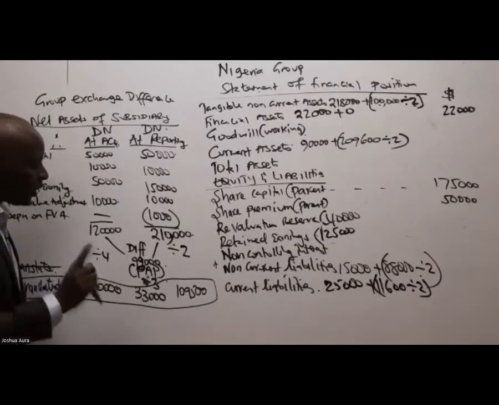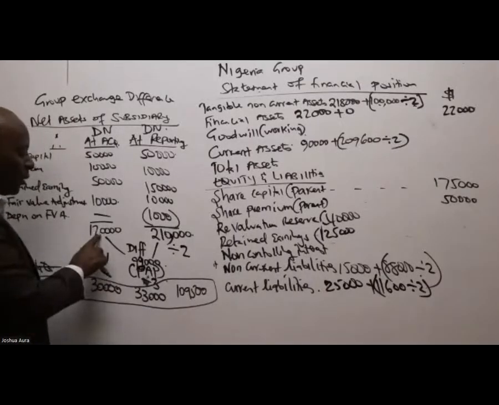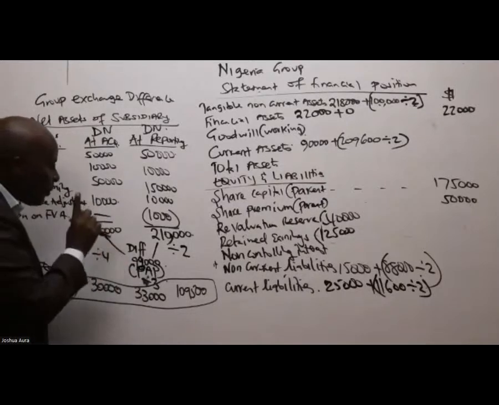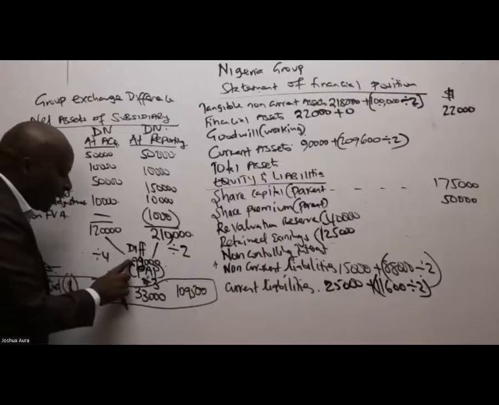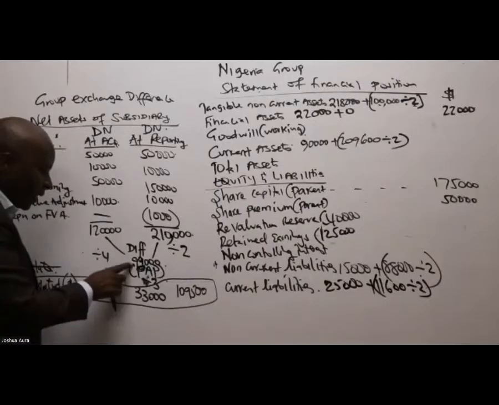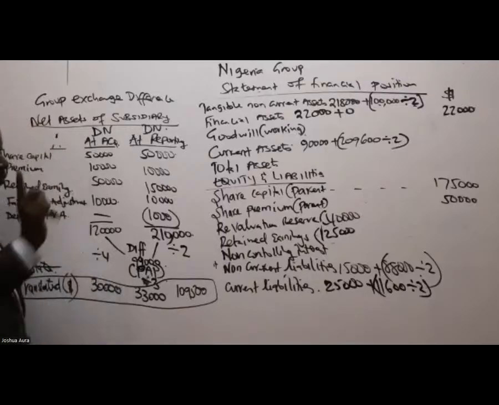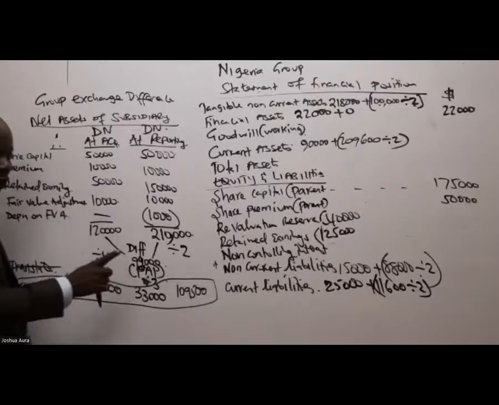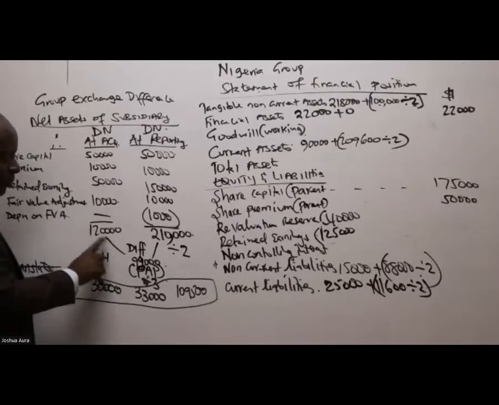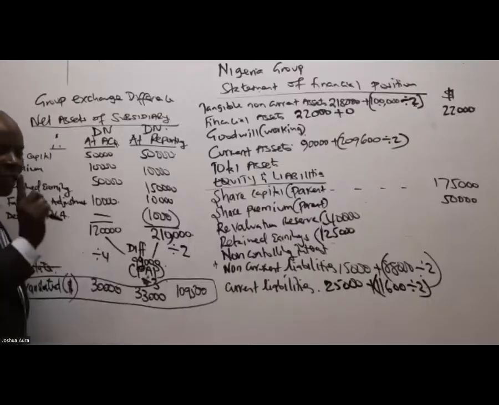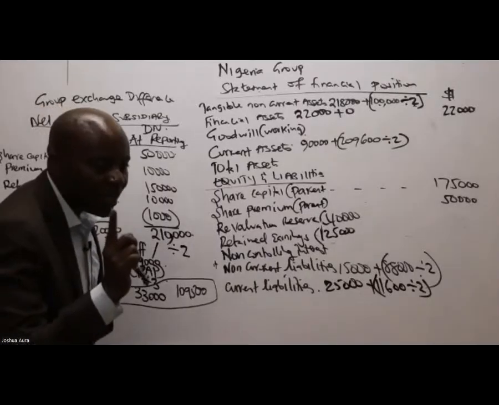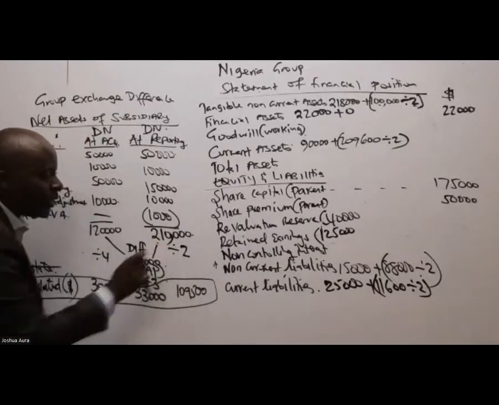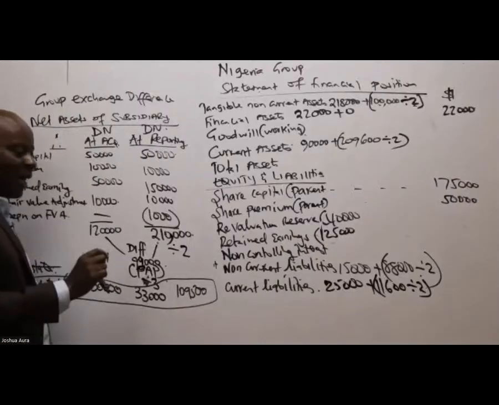Listen to me very well. Can somebody help me with this operation? Please add this and this. 120,000 plus 99,000 gives me what? Somebody. It gives me 219,000, which happens to be the closing figure. So there is a perfect match.